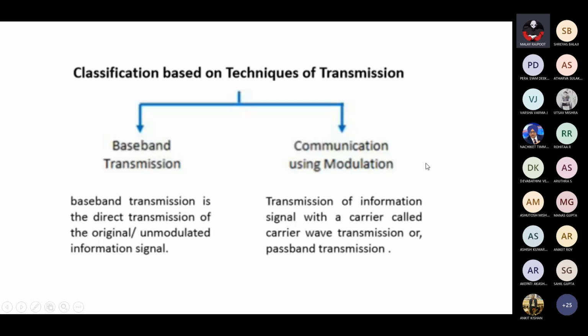And communication using modulation, that is, transmission of the information signal with a carrier, is called carrier wave transmission or passband transmission. I'll tell you in detail what passband is. Since we are modulating it with a carrier, it is going to be shifted in terms of frequency. Okay, so that's why it's called passband transmission. It is going to be in another frequency band. Once you modulate with a high frequency carrier, it is going to get shifted into another frequency band, which is called the passband. So it's called passband transmission, and it's also called carrier wave transmission.